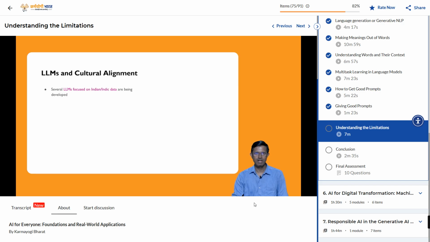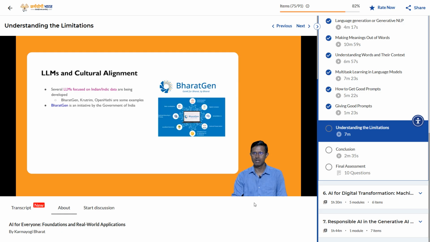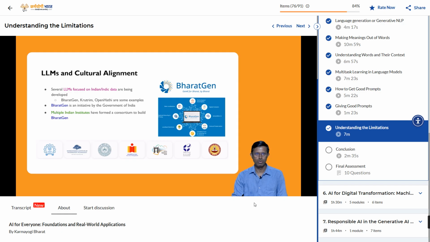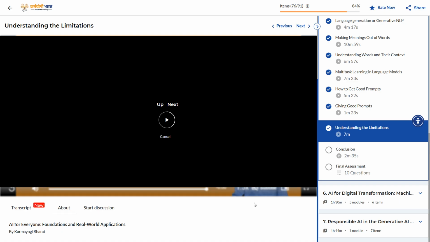So now there are several LLMs which focus specifically on Indian data, Indic data. Those are being developed, and among them BharatGen is one initiative which is by the government of India. BharatGen is GenAI for Bharat and by Bharat, and this is a consortium level effort. Multiple Indian institutes have formed a consortium to build BharatGen. In that consortium there is IIT Bombay, IIIT Hyderabad, IIT Kanpur, IIT Hyderabad, IIT Mandi, IIM Indore, IIT Madras and so on. So here the focus is on an LLM which is built using Indian data. That will cover the writing styles and the word usage by the Indian population. It will focus on multiple Indian languages and will also respect the Indian cultural ethos.